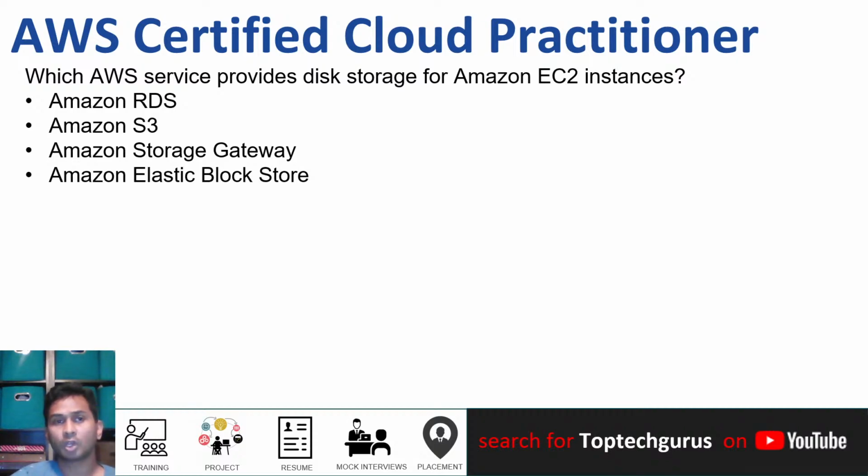But with Elastic Block Store, even if the EC2 instance goes down for some reason, the Elastic Block Store still has the data persistent. So even if you start another EC2 instance or restart the same EC2 instance, you can connect back to the Elastic Block Store and you still have all the data. So the option here is pretty clear, and it has to be Elastic Block Store.